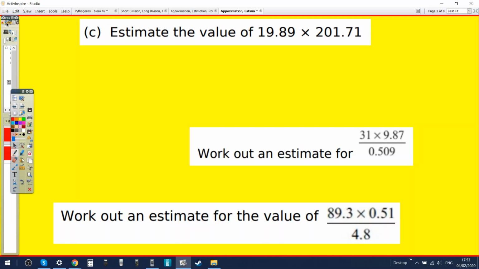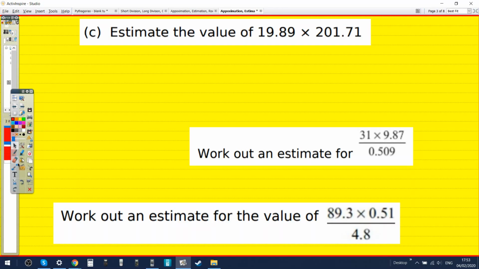Any idea how you do the top question? You just do the equation. Estimate. Estimate. So guess. It has a specific meaning in maths. It means round the working out to one significant figure. Okay.